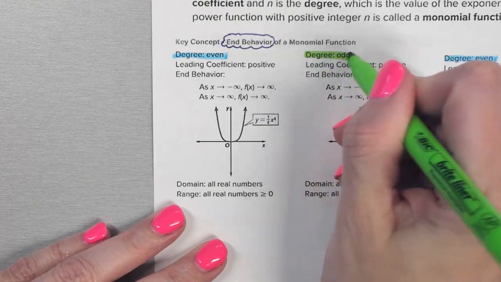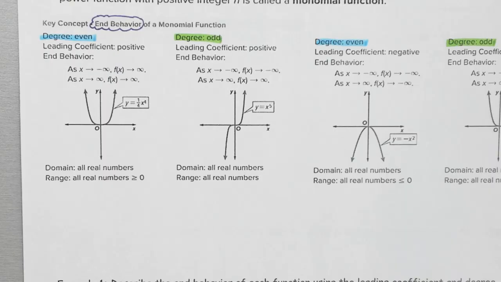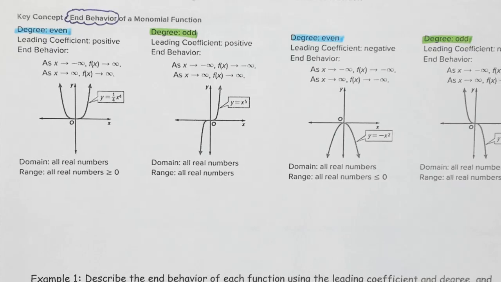One thing I want you to do is look at those graphs, and then see if there's anything you notice based on the degree. There's something you can tell about the graph based on whether the degree is even or odd.